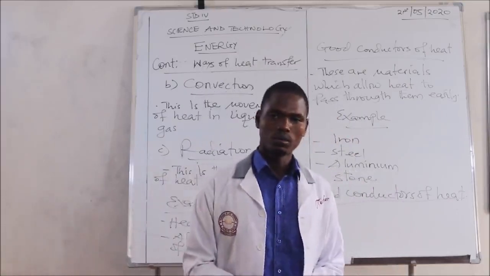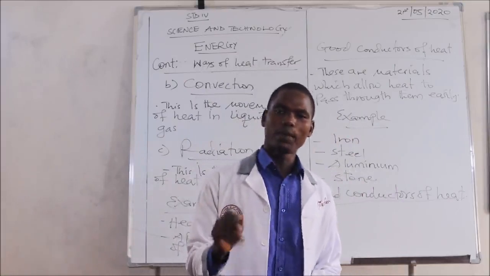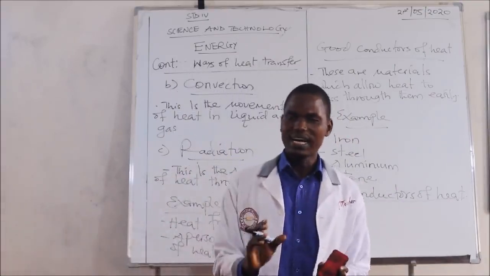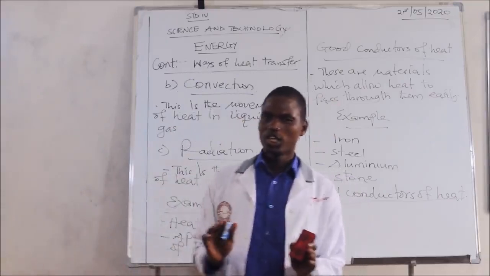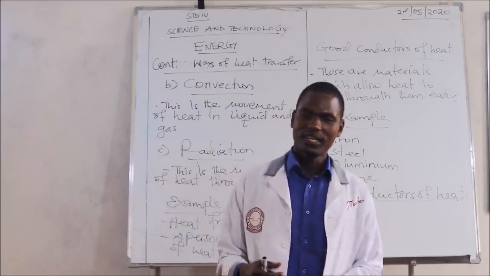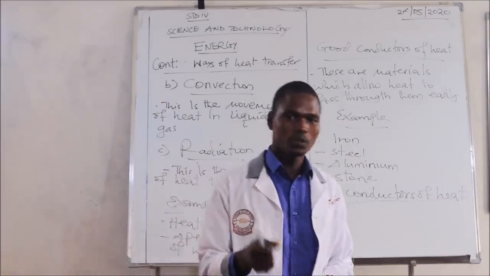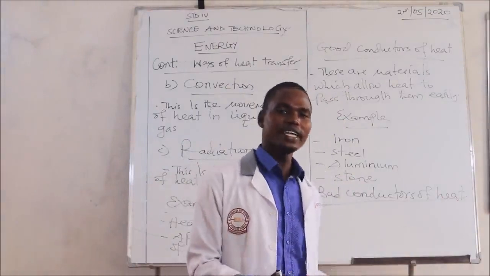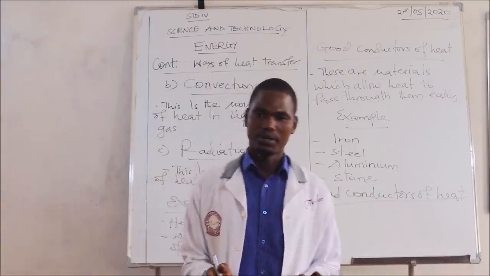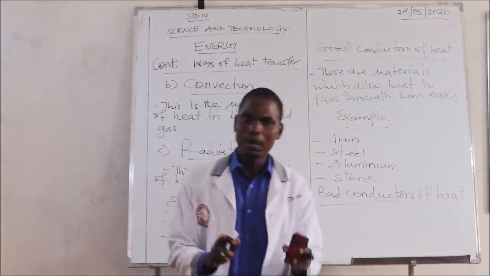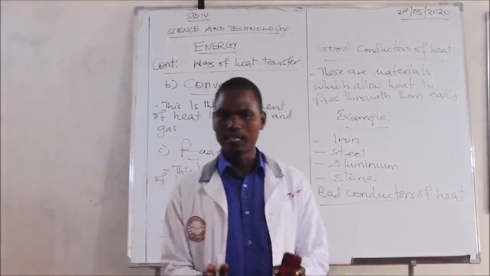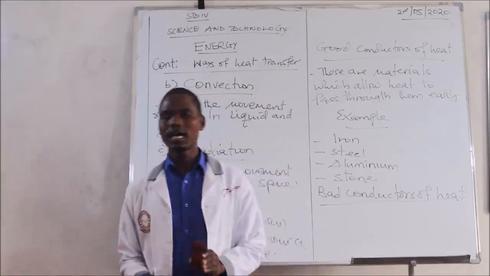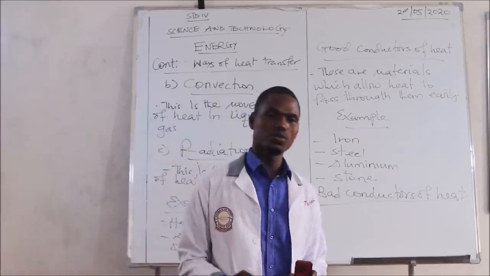Now, just take an example. When you're using a plastic cup, the plastic cup does not burn, or may not burn you, when you're drinking hot tea, compared to a metallic cup. So that means the plastic cup is made up of plastic material. That means plastic is one among those things that do not allow heat to travel through them easily.